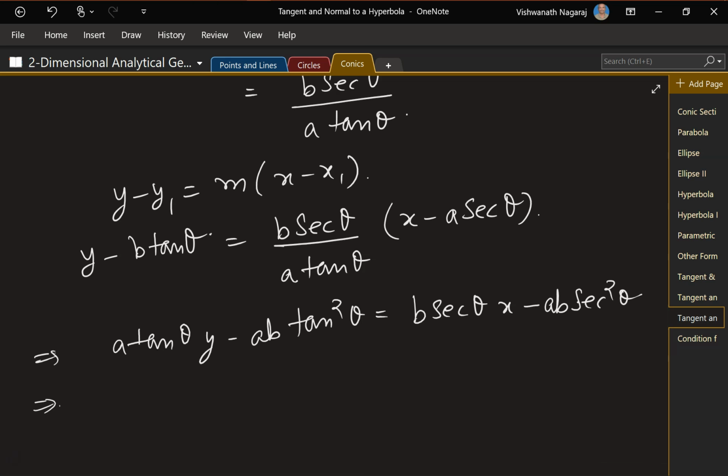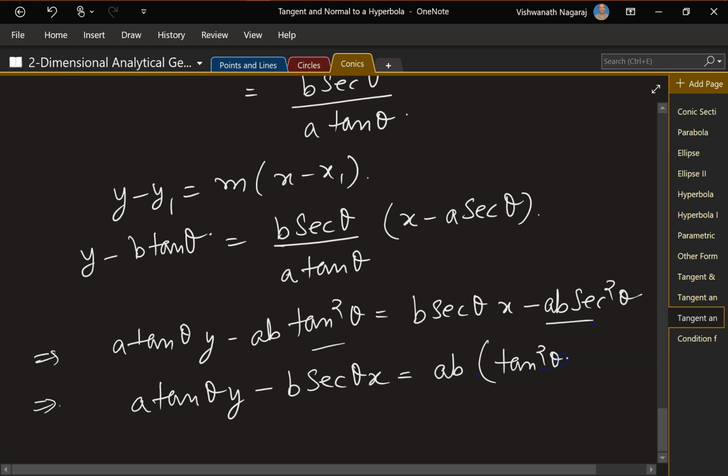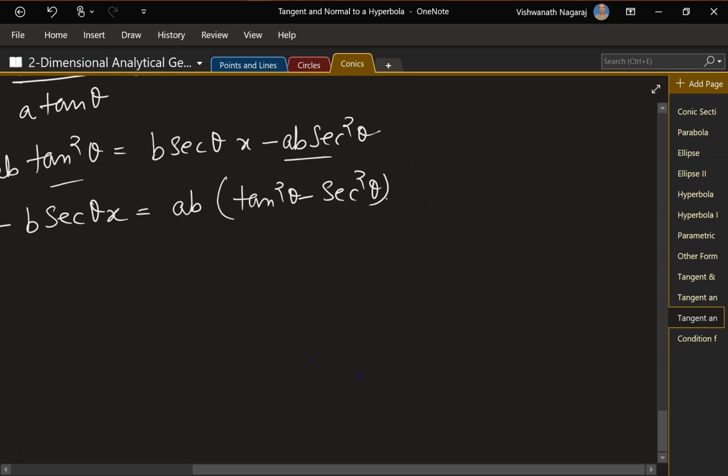So let's bring b sec theta x to this side. ab is common to both. So tan square theta minus sec square theta. Now, if you are very confident that this is equal to 1, you can go ahead. But I am not very sure. So what do you do? Very quickly simplify it and see.